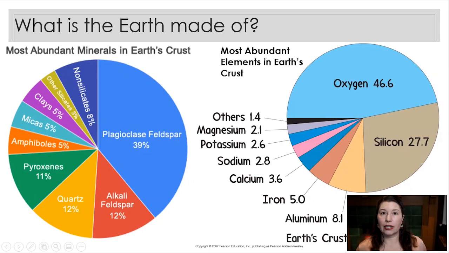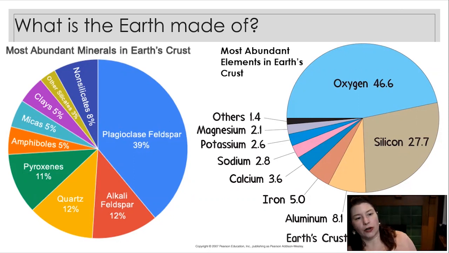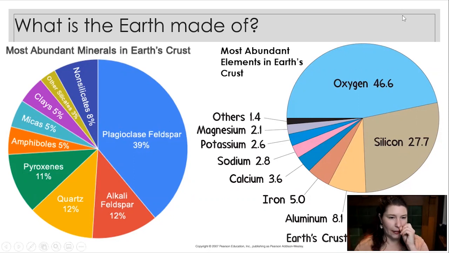Okay, so to understand what the rocks are made out of and how the different compositions and textures of rocks can tell us about the history of our Earth, we first need to understand a bit about what the Earth is made of in the first place. So over here on your left are the most abundant minerals in the Earth's crust, and these are made up of the most abundant elements in the Earth's crust.